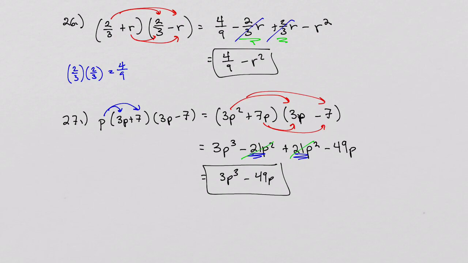And once again, I guarantee you, if you take care of this FOILing first and then distribute in the p, you'll get the exact same answer. Oops, I made a mistake. Sorry about that. This is not a 3p cubed, this is a 9p cubed. My apologies. So it should be a 9p cubed because 3p squared times 3p is 9p cubed. Sorry about that.